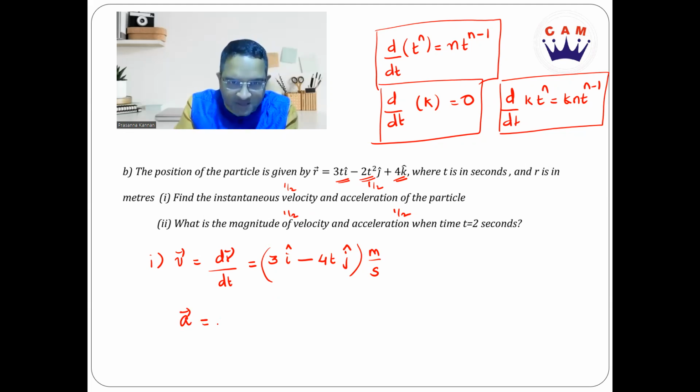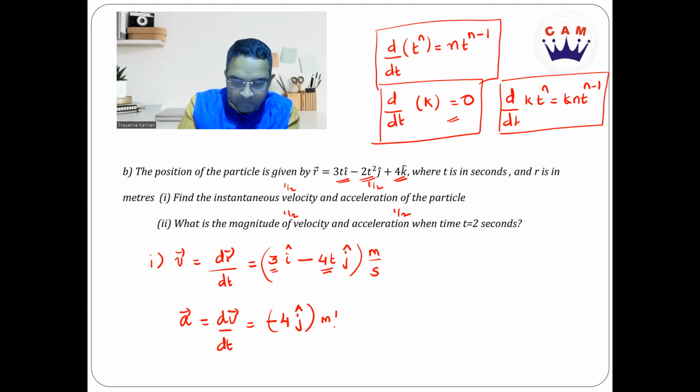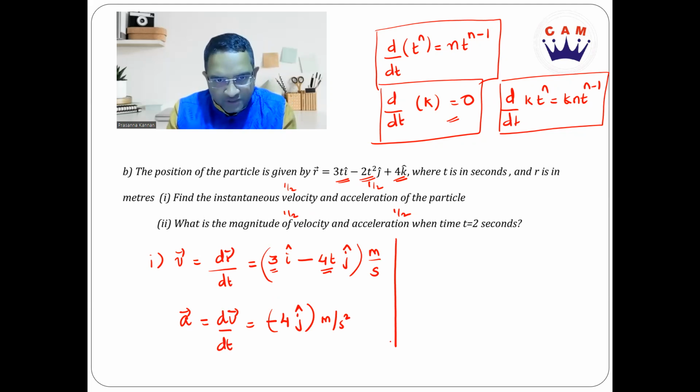Acceleration. So this has been asked in the PU board exam. dv by dt, you're going to differentiate this further. 3 is a constant, you differentiate, it is 0. Minus 4t, you differentiate, you get minus 4 meter per second square. So this is the answer for the first part of the question.